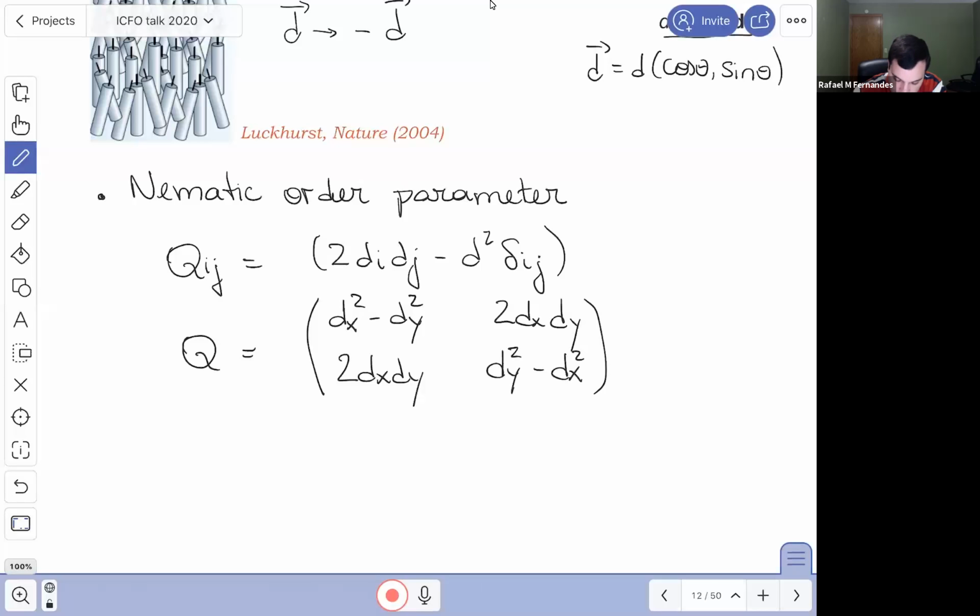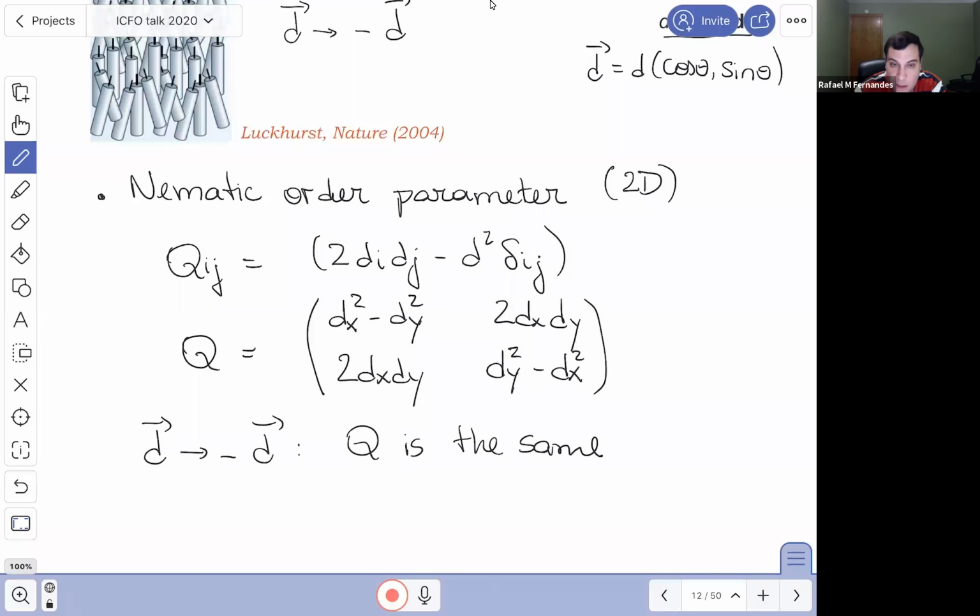And just to be sure, I'm talking about a two-dimensional nematic order parameter. This two-dimensional really refers to the space of the nematic director. But in any case, it's just for simplicity and to make the connection with the electronic case. Okay? So when I write it like this, you immediately see that this is a better order parameter than I had before, because if I change d to minus d, Q is the same, right? So that actually captures the main property of this nematic phase, okay?